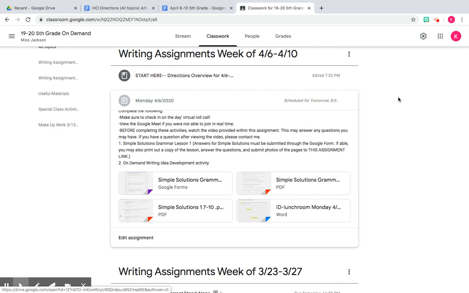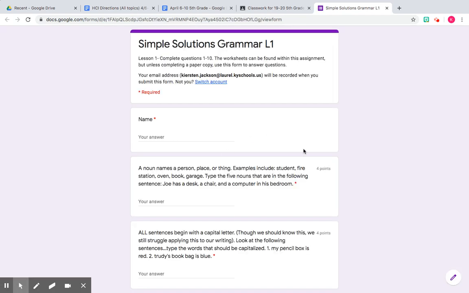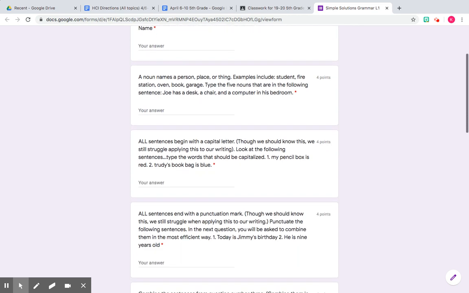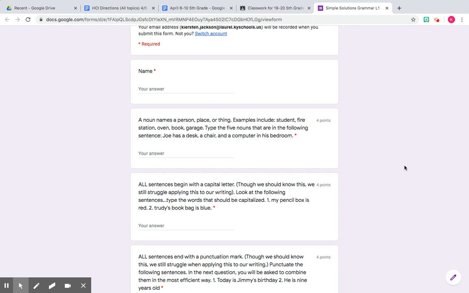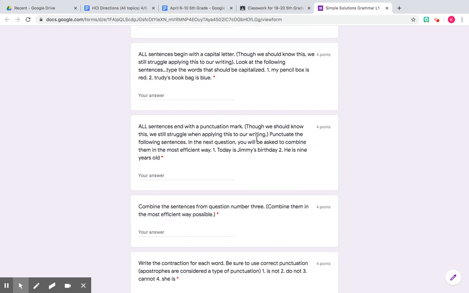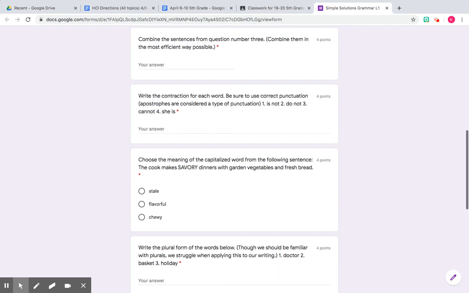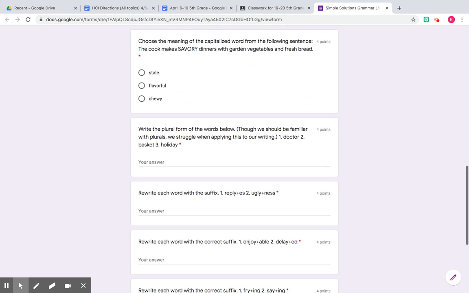You are going to start back with your simple solutions grammar this week. Guys, I'm going to be very honest with you. This is going to be quite easy. This is the beginning of the book. We started with lesson one. So, yes, it will be easy. We're talking about parts of speech. We're talking about a noun. We're talking about capitalization and punctuation, contractions, and things like that.